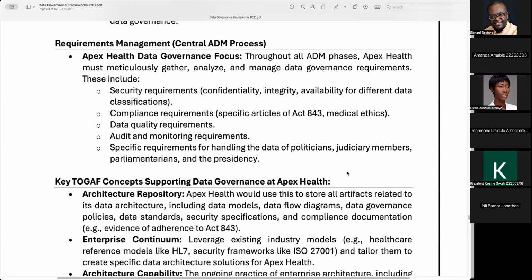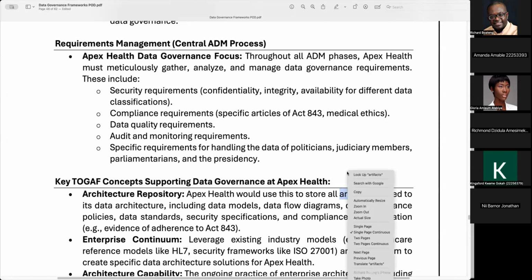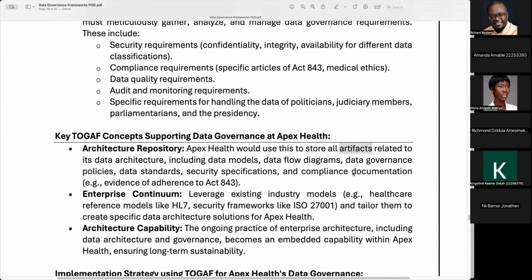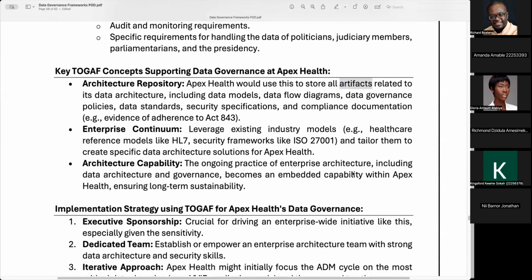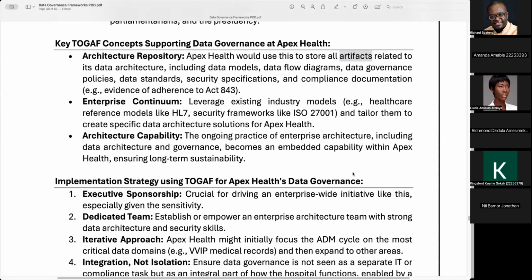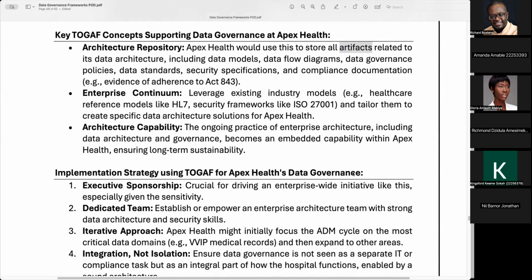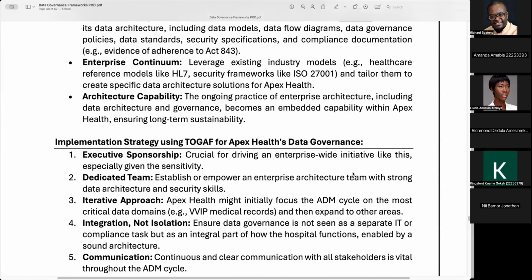And key TOGAF concepts like the architecture repository are important here too. Very much so. The architecture repository acts as the central storage location for all the artifacts produced during the ADM cycle, including data governance artifacts like data models, policies, standards, security architecture documents, Act 843 compliance mapping documentation, etc. The enterprise continuum concept allows Apex Health to leverage and tailor existing industry reference models or standards within their specific architecture. And establishing a strong architecture capability means having a dedicated, skilled team embedded within the organization to ensure that data governance remains an integral part of the enterprise architecture practice, ensuring sustainability.